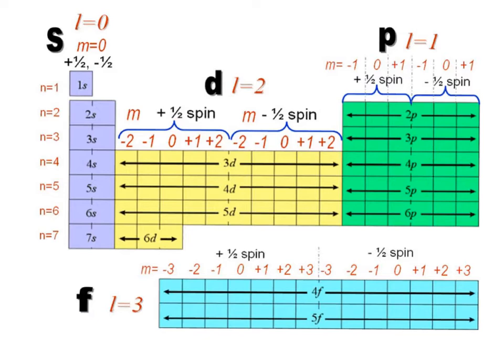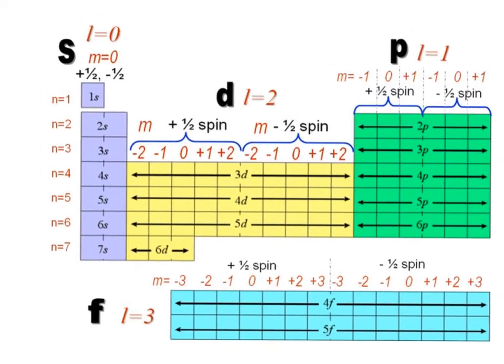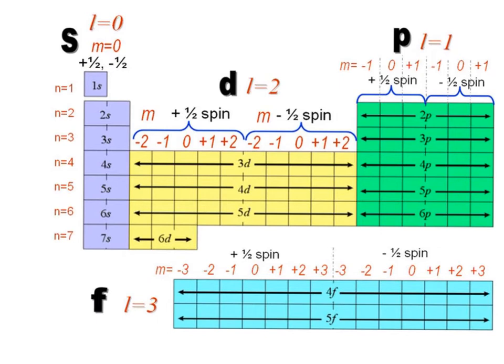So let's look at the n. So n equals 1. N equals 1 is this entire first row. There's no helium written over here, but that is the first row of the periodic table. And then n equals 2 would be the second row, n equals 3 would be the third row, n equals 4 would be the fourth, etc.